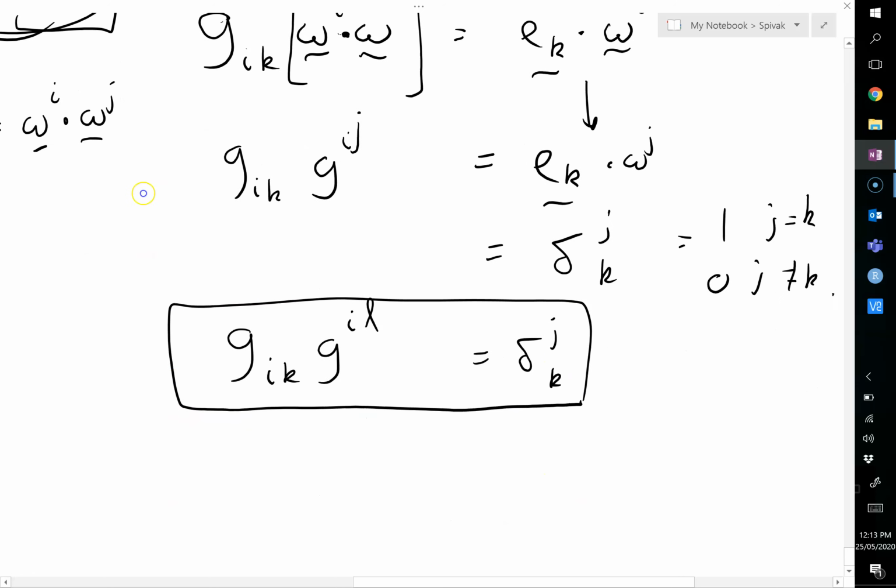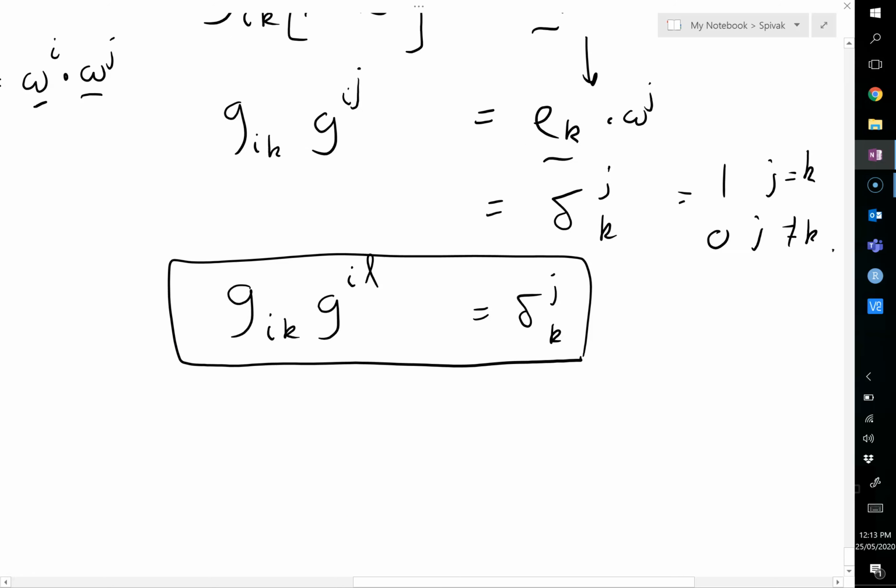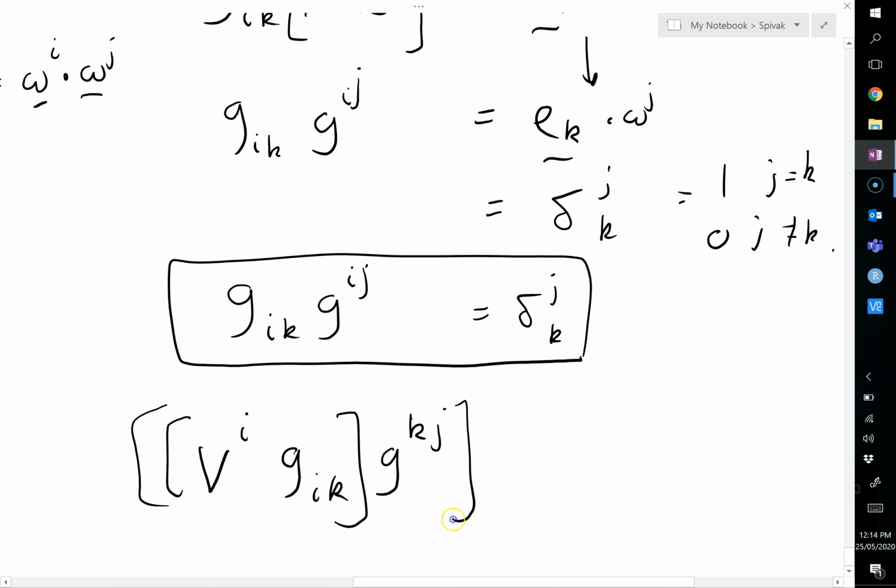Oh, that's it. So what that tells me is that if I've got a vector with an upstairs index, and then I say, no, I'm going to turn it into a downstairs index, with the summation over I, and now I'm going to turn it into an upstairs index. Hang on a minute, that should be a J, not an L. That should be a J. So this takes it down, this takes it back up again. That equals V^I times delta.